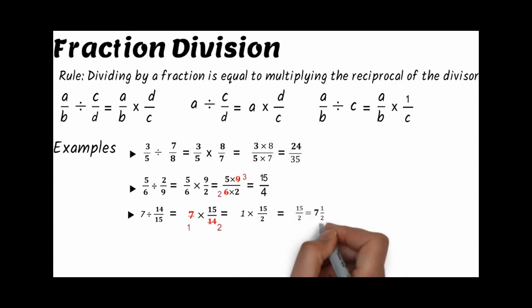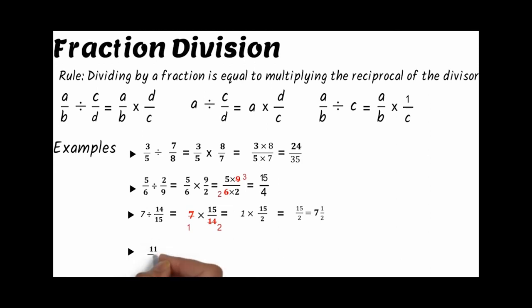Now let's look at our last example, where we have a fraction divided by an integer, 11 over 13 divided by 5. So similarly, we're going to follow the same rule. We're going to have 11 over 13 multiplied by the reciprocal of 5, which is 1 over 5. And that results in 11 over 13 multiplied by 5, which is 65. And that's our final answer.